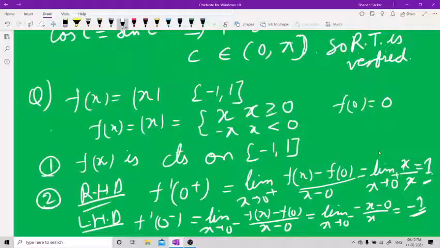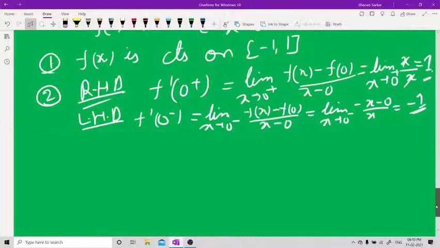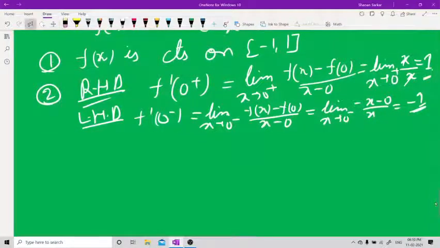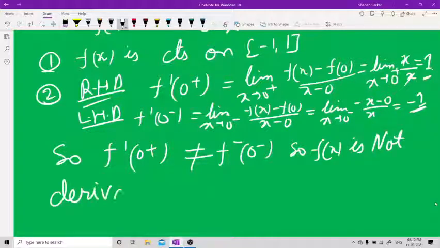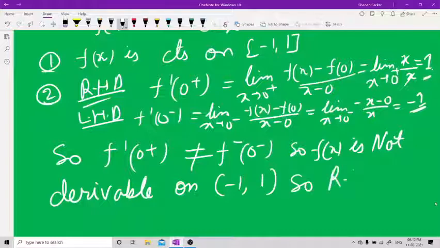The right hand derivative is not equal to the left hand derivative. So it is not derivable. So f dash 0 plus is not equal to f dash 0 minus. So f(x) is not derivable on (-1, 1). So Rolle's theorem fails. I'm writing short, Rolle's theorem fails.